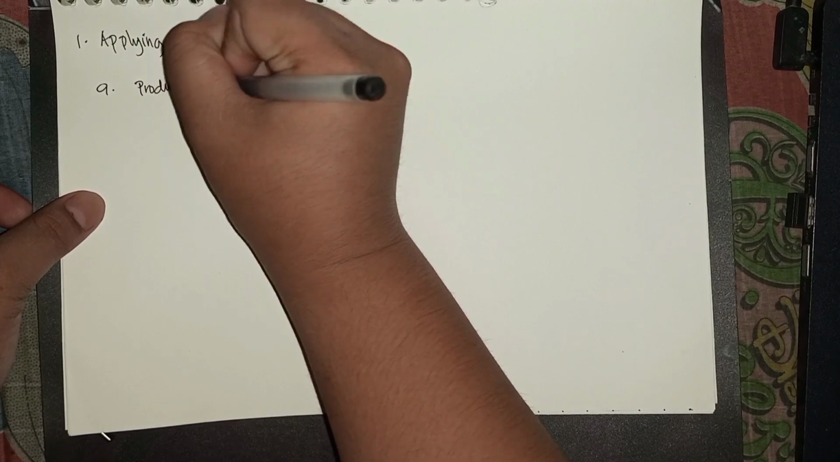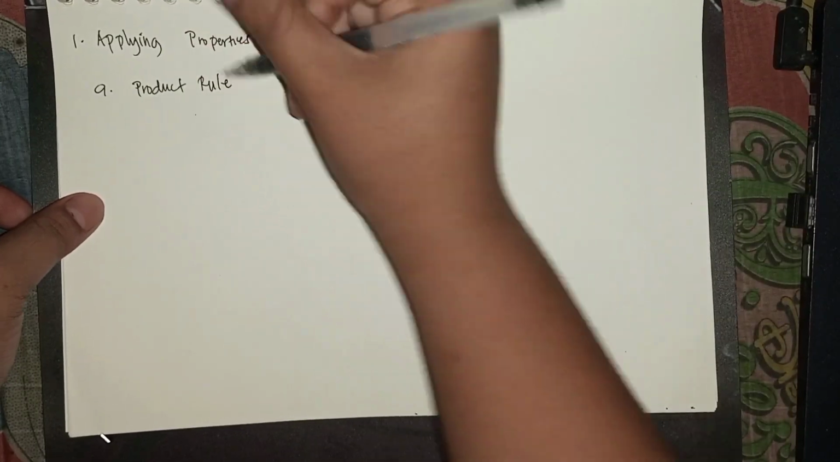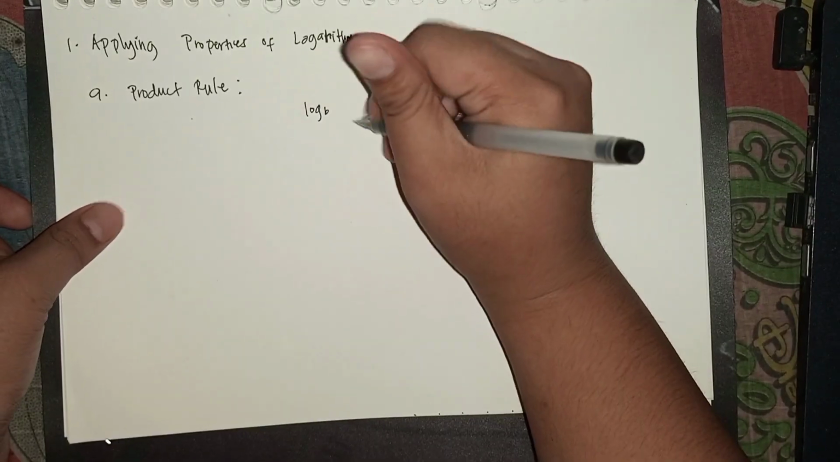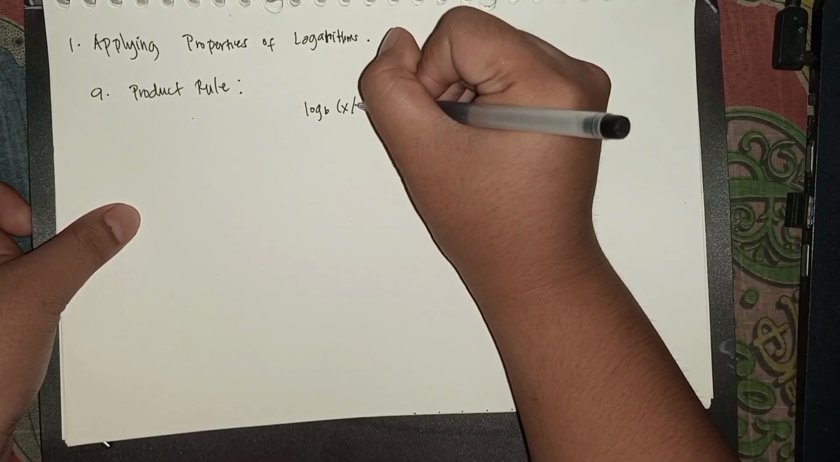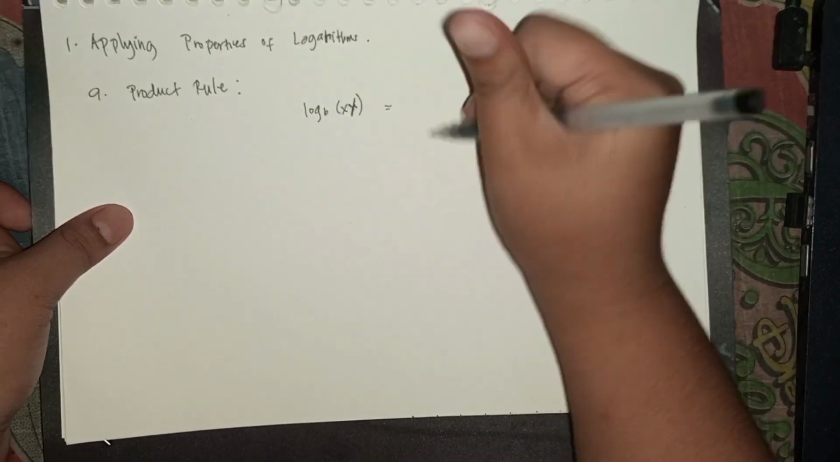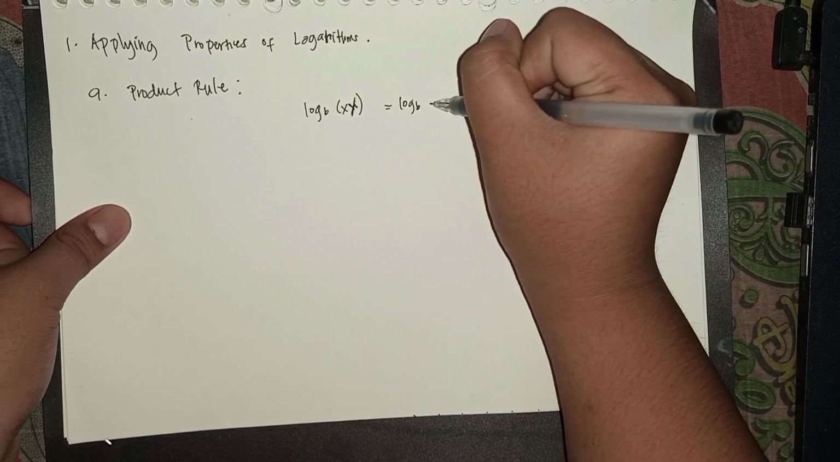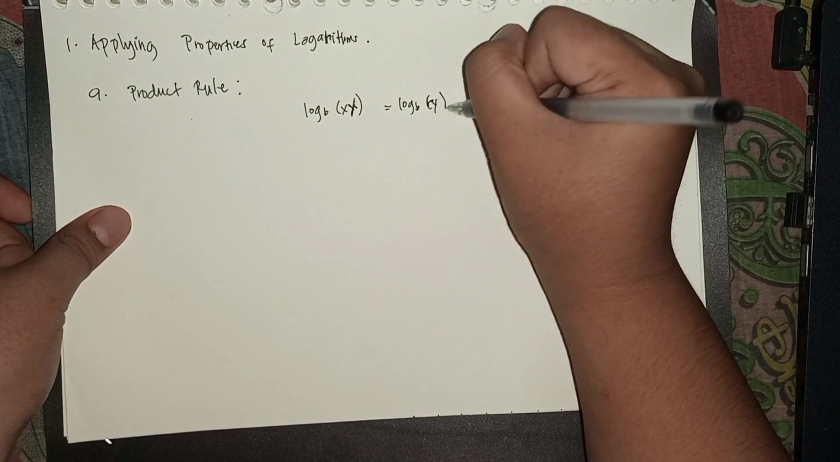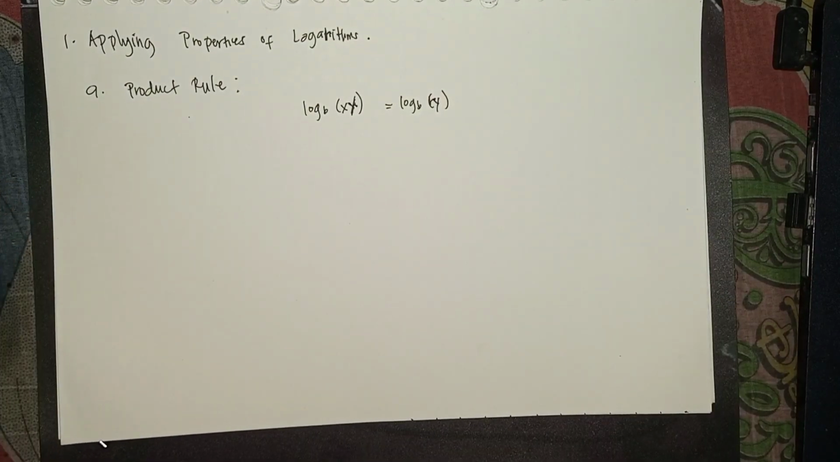Here are some key properties. First is the product rule. For example, we have log b of x times y is equal to log b of x plus log b of y. This property allows you to rewrite the logarithm of a product as the sum of logarithms.